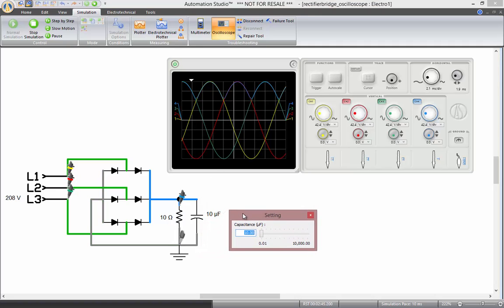The higher its capacitance, the more energy it will be able to charge and discharge in order to keep the blue signal here as straight as possible. So you'll see the more I raise the capacitance, the more the blue line will be straight. So you notice the more I go up, the straighter the line is. That's what we call the smoothing effect.